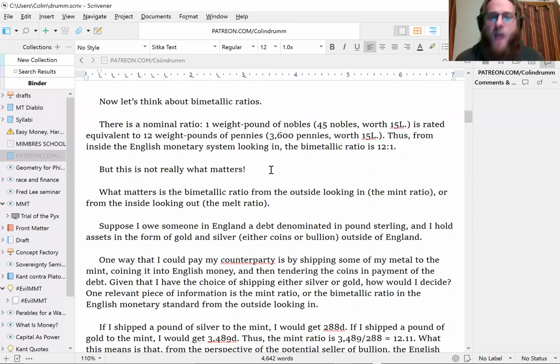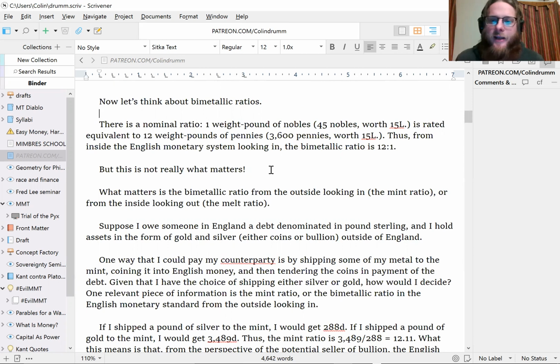So on the one hand, there's a nominal ratio. This is how things look if you're inside the English monetary system looking in. What this means is basically that if you have two equal nominal amounts of English money, the silver coins are going to weigh 12 times as much as the gold coins. Okay, so there's a 12-to-1 ratio. That literally just means a pound sterling in silver weighs 12 times as much as a pound sterling in gold. And this is a nice round number.